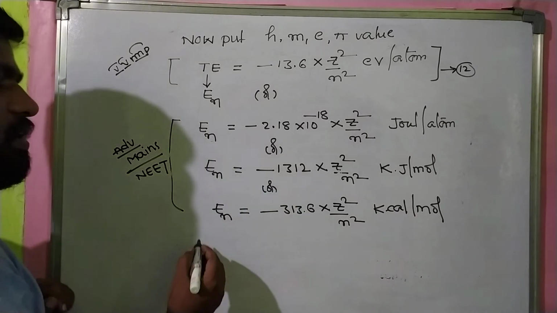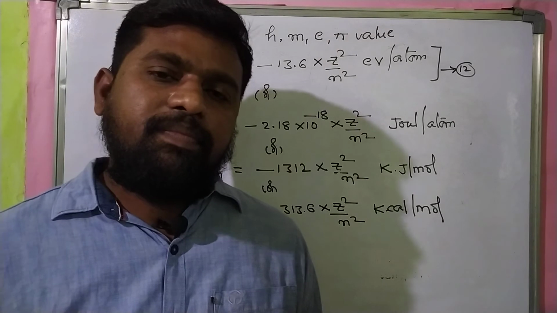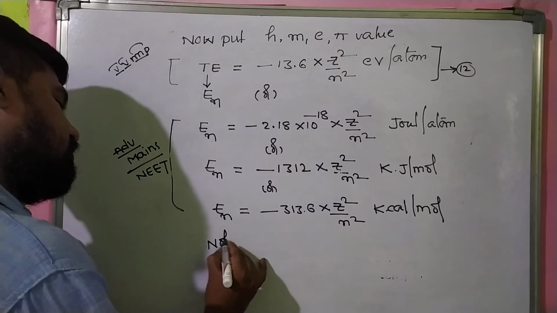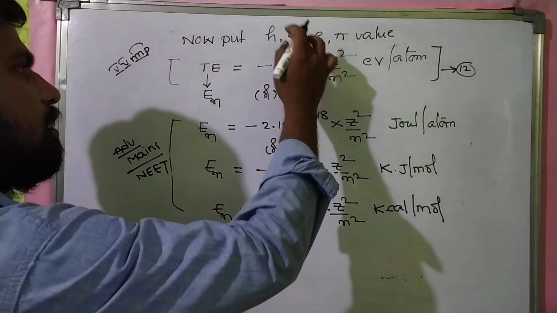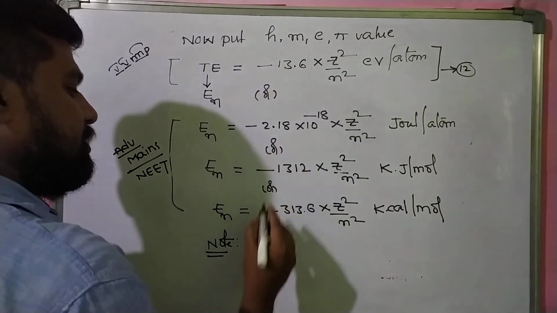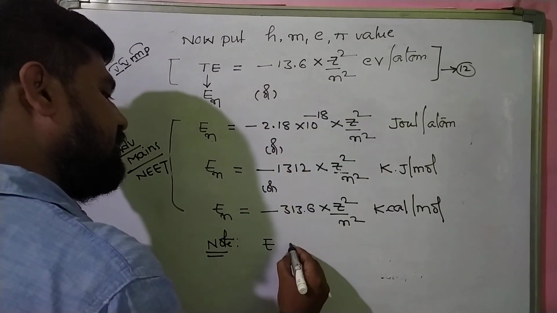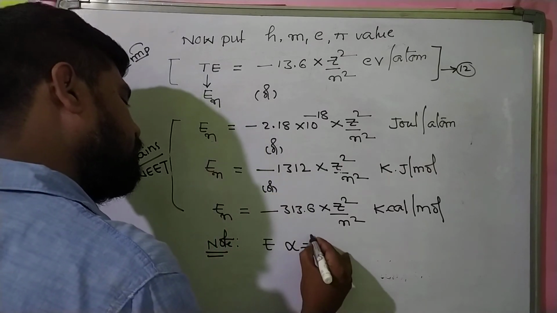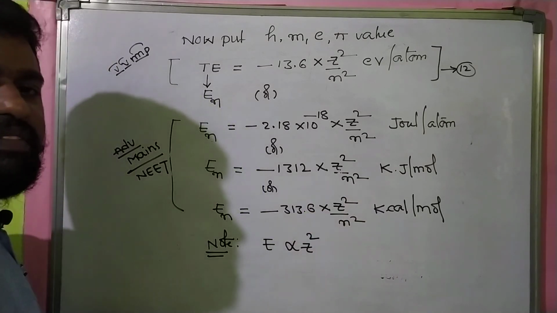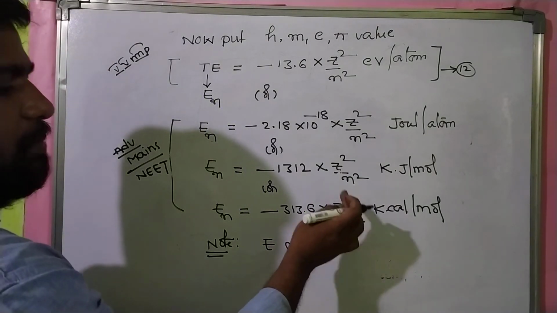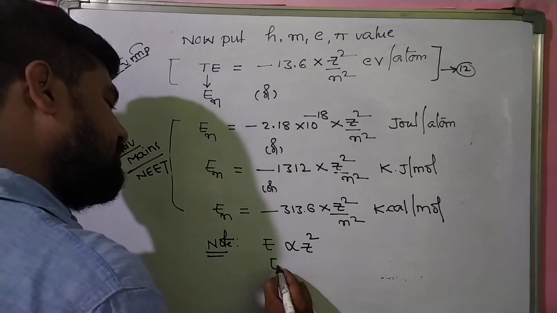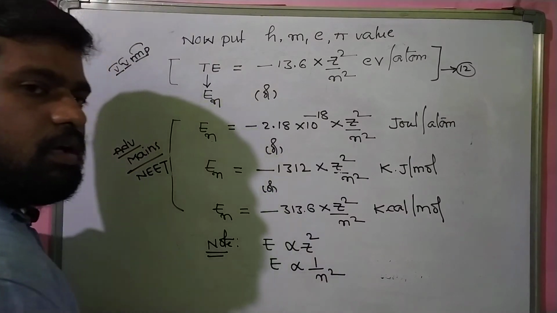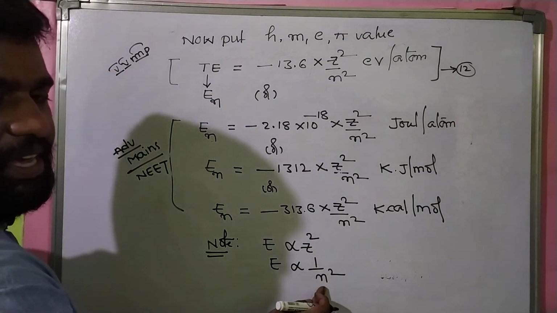Okay, please note, children, very important. According to this, energy of electron is directly proportional to Z square, meaning atomic number square, and energy of electron is inversely proportional to orbit number square, meaning n square.